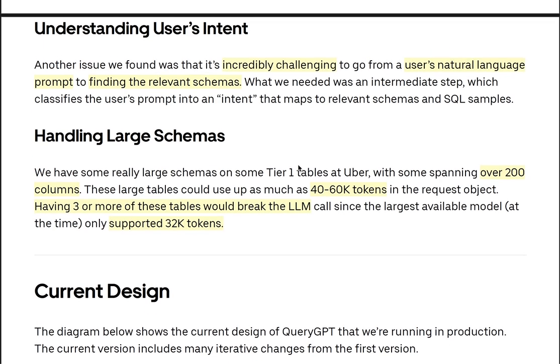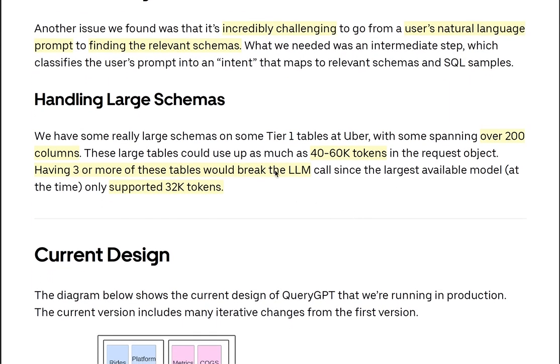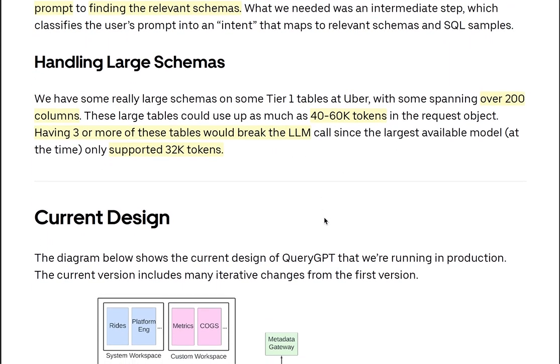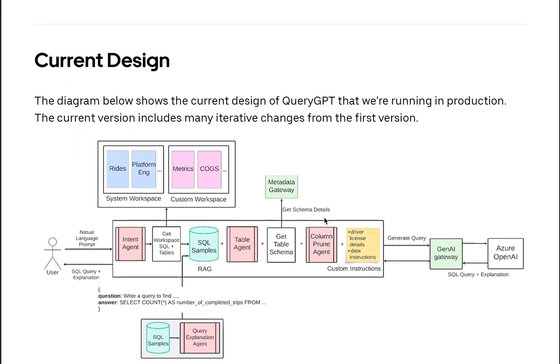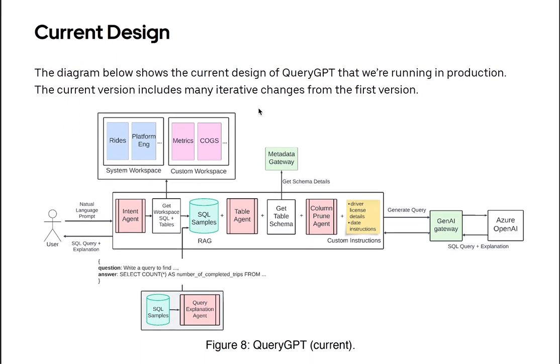The second one, which was a major problem in their naive solution, was that some tables could have a very large number of columns, and these columns, if given directly as a prompt to the LLM, could lead to a large number of tokens which an LLM could not handle in one query. So this was another problem they were facing. So they solved this using another agent. We'll discuss that.